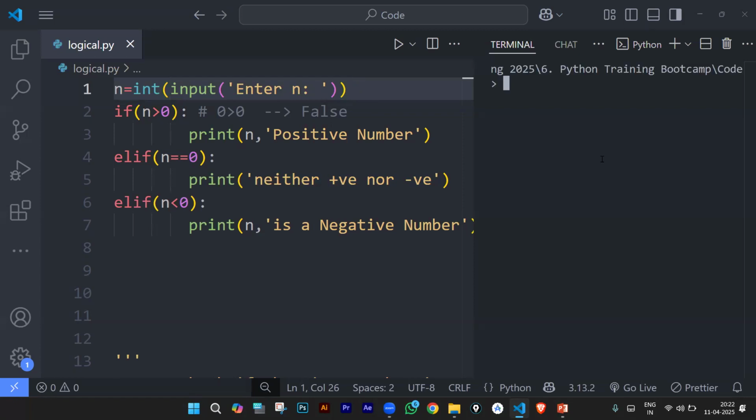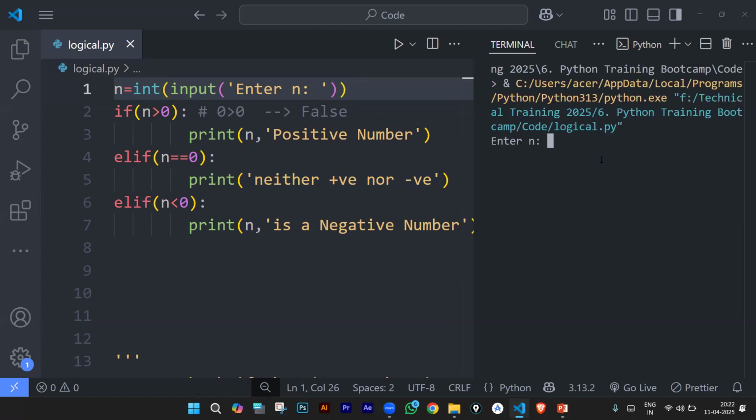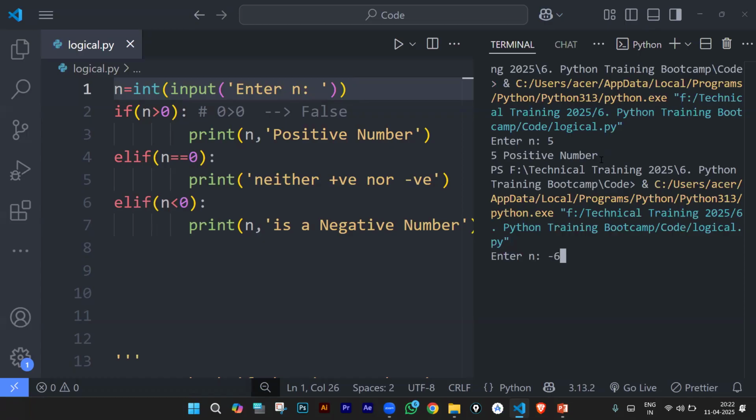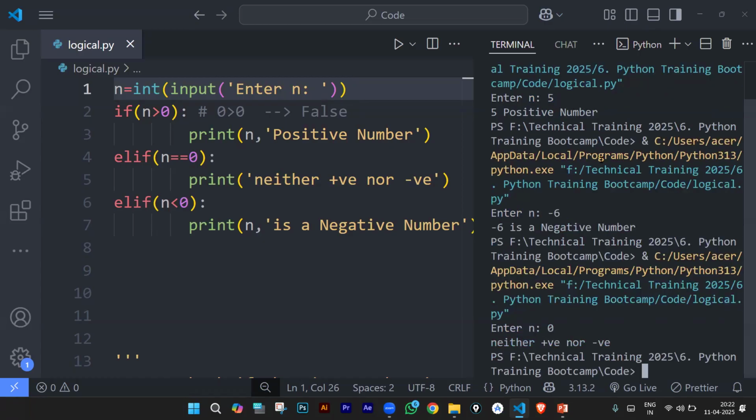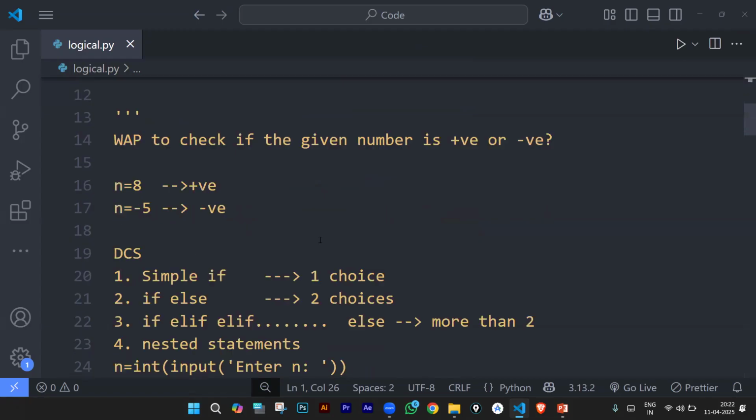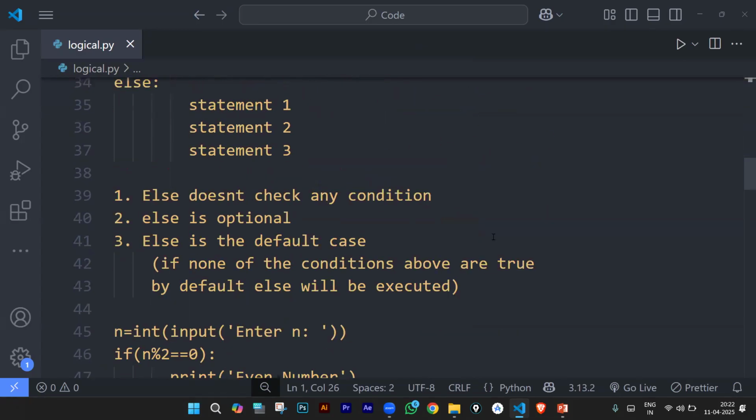So if I enter n value as 5, you see 5 is positive number. If I enter n value as -6, negative number, n value as 0, neither positive nor negative. So is else mandatory? No. Else is optional. Okay. Will else check any condition? No. Else will not check any condition.